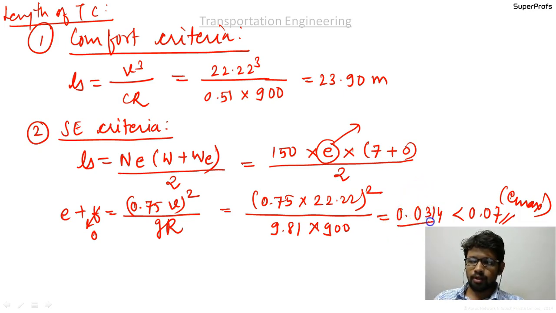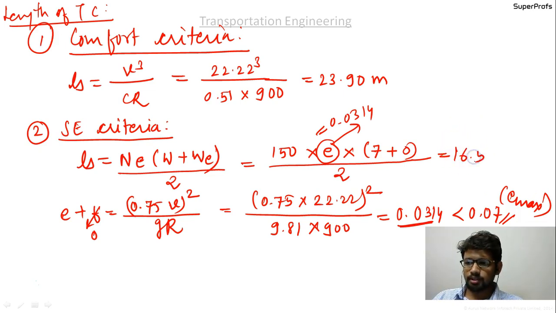So E equal to 0.0314, please substitute it over here, put E equal to 0.0314, and you get length of the transition curve required will be equal to 16.5 meters. Please check the calculation. 16.5 meters. Okay.